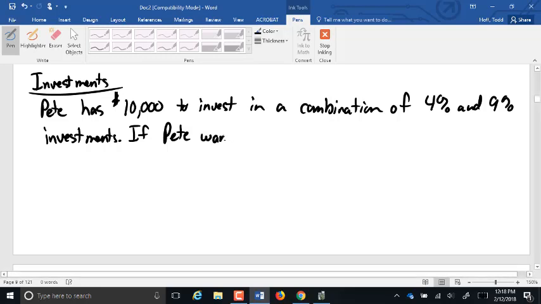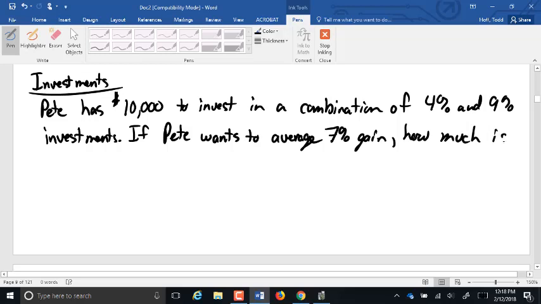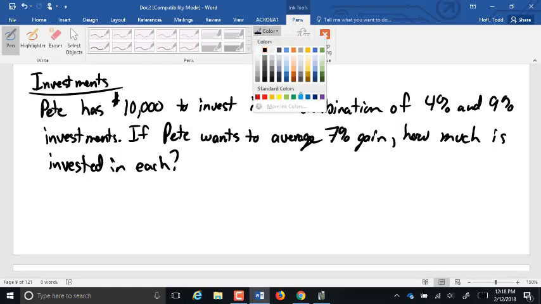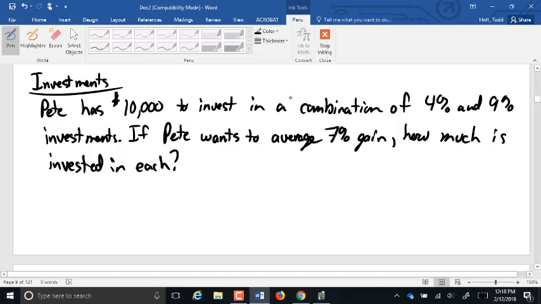If Pete wants to average 7% gain, how much is invested in each? This is the exact same type of problem. Only now we're not mixing solution concentrations, we're mixing investment yields. We have 4% and 9% that we are mixing, trying to create a 7% overall mixture. We're going to have a total of $10,000 in that 7% overall.